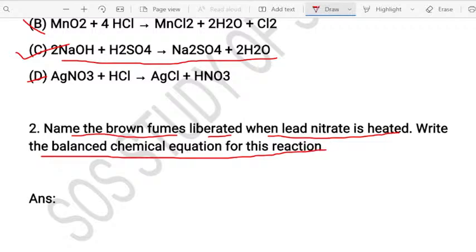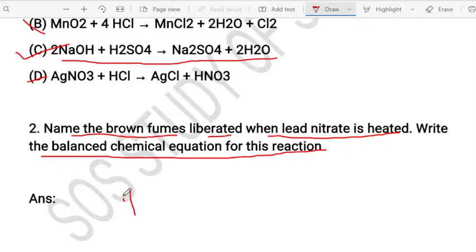See, yesterday when I was explaining the concept, each and every concept I have frequently asked. Frequently I have repeated each and every question, dear students. So whenever lead nitrate is heated, you want to write down the equation before writing the answer, or if you are 100% sure about the answer, then you can proceed.